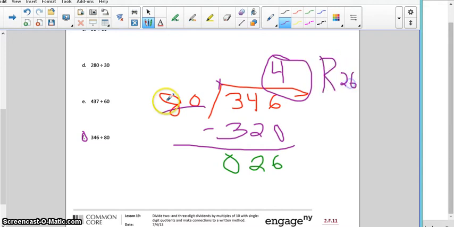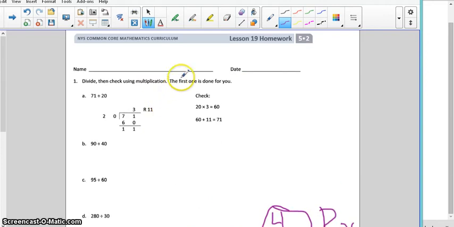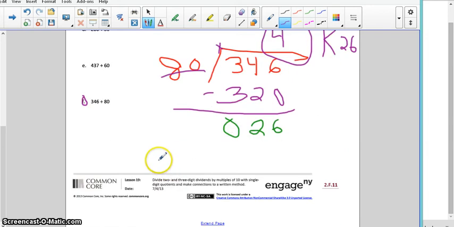Now up at the top, I don't know if you can see this. Oh yeah, let's just go up. It says then check using multiplication. That's just like common sense. It's not anything extra that they're asking you to do. You should always just do this anyway. So I'm going to go to the future and do this for you.